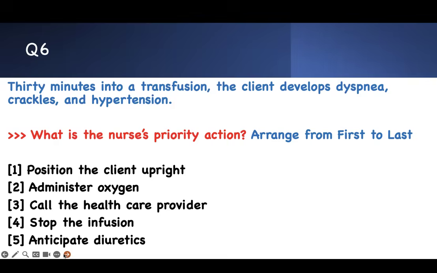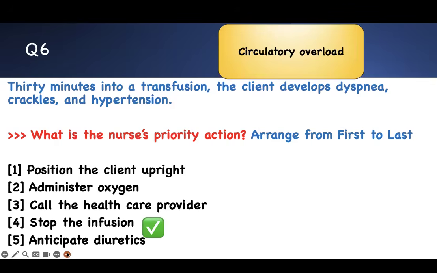Poison is going to be stopped, right? I'm going to stop the poison. Then I'm going to raise the client upright. I provide some oxygen, call the doctor, and he gives me a prescription for a diuretic. Straightforward. Prioritization 101. This is the way it's supposed to go.